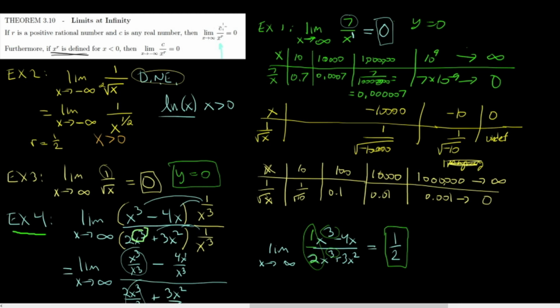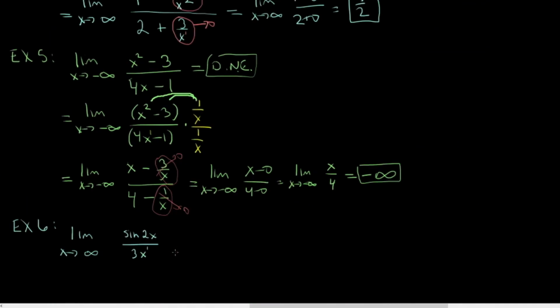directly because c is a number, right? Sine of 2x is not a number. It depends on x. If you remember, sine wiggles back and forth like this. It's a terrible graph, but it's not a constant. That's the point. So we're going to have to be a little bit more clever here.